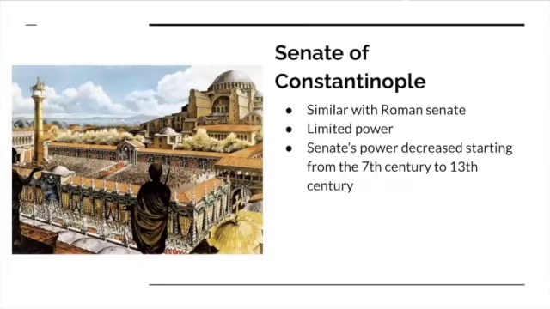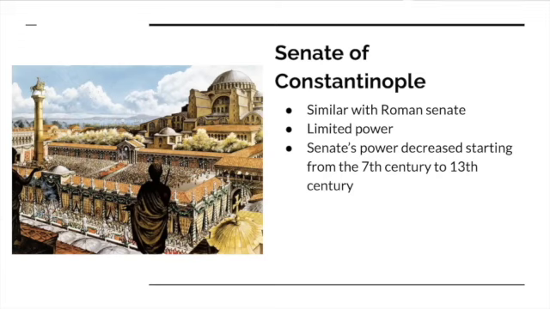Now, the Senate of Constantinople. The Senate was very similar to the Roman Senate. It's seen that Byzantine politics and the imperial system were a continuation of the Roman system. They did not try to change everything from its roots, but continued using a similar system, as the Byzantine Empire is a descendant of the Roman Empire.